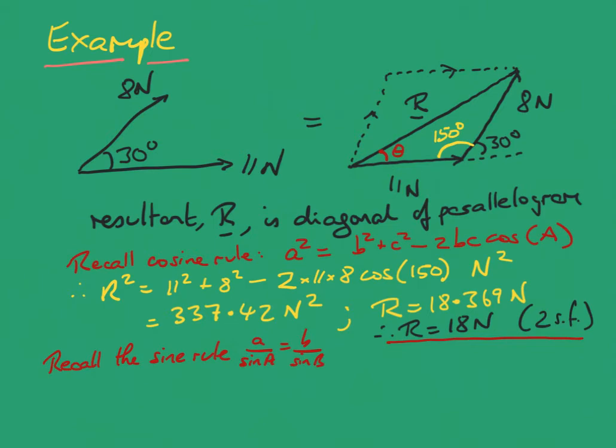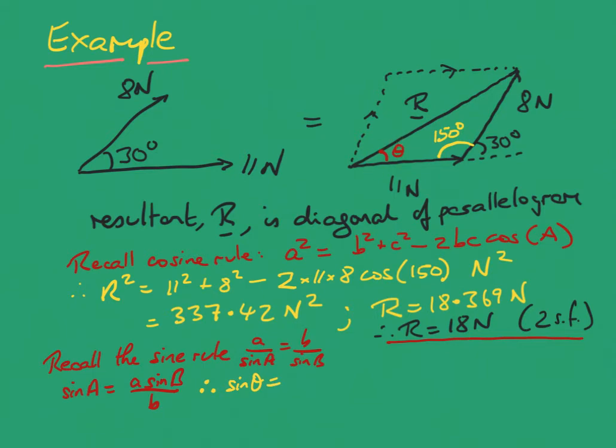If we just rearrange this to obtain the sine of A, we have sine of A is equal to little a sine of the angle B divided by little b. I've just rearranged this. You can either just flip both sides, so you get sine of A over little a is equal to sine of B over little b, and then multiply both sides by little a.